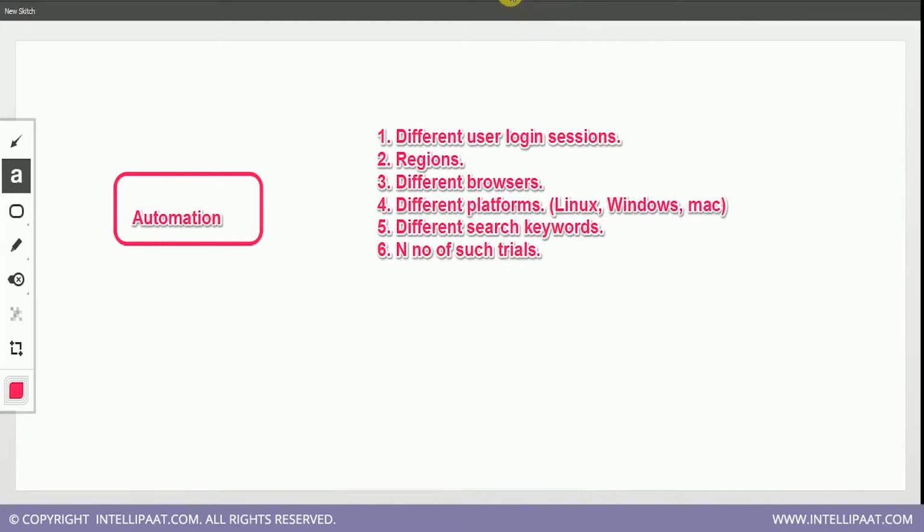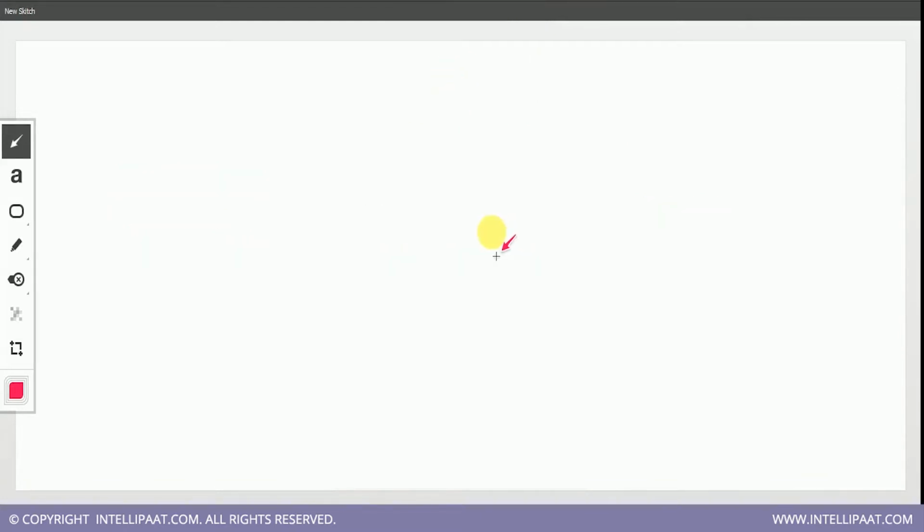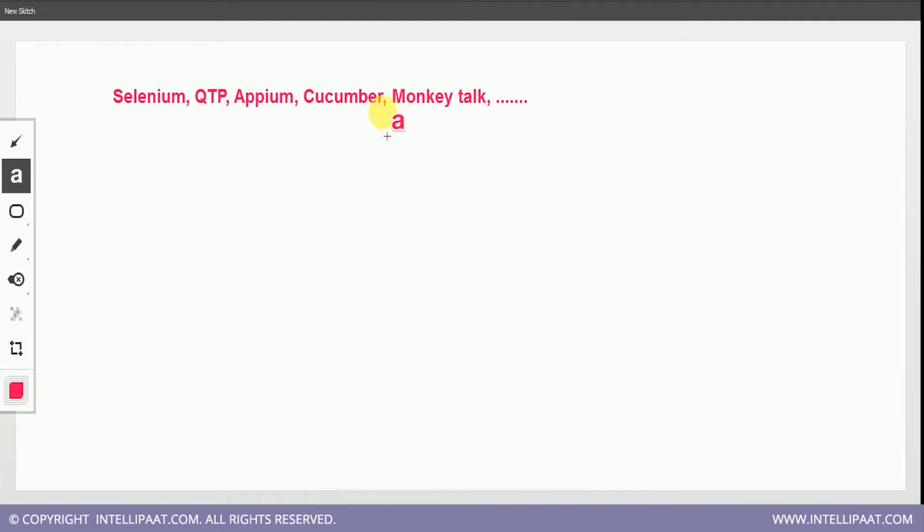Now let's go ahead and see why we have chosen Selenium as an automation testing tool. There are a couple of options available in the market. The first one is Selenium, QTP, Appium, Cucumber, Monkeytalk for Android testing, etc. So these are not the only automation testing tools. There are many available in the market. But when it comes to ERP or large web application testing, QTP and Selenium are in the race. So let's try to compare these two, QTP and Selenium.